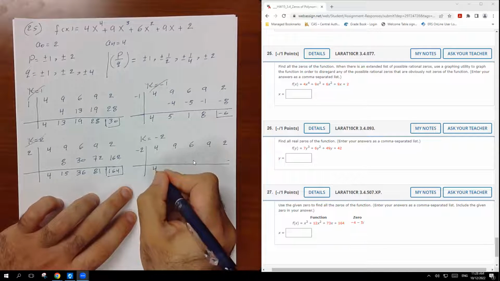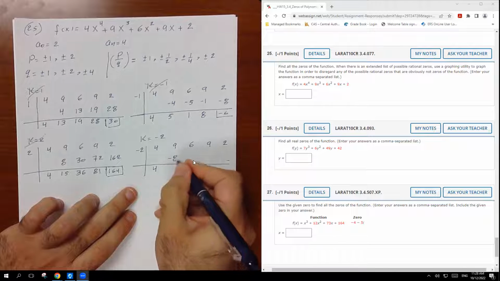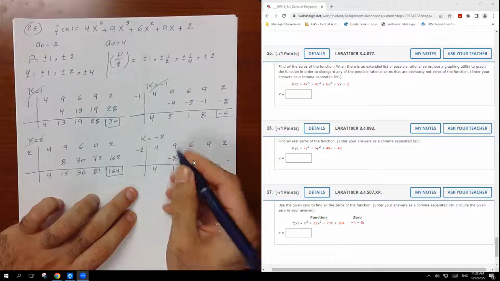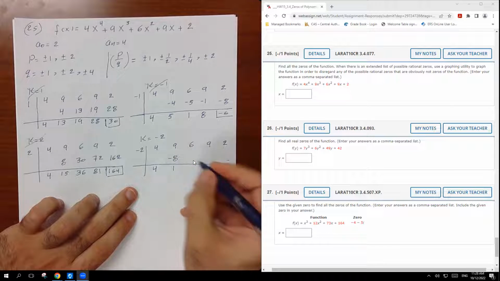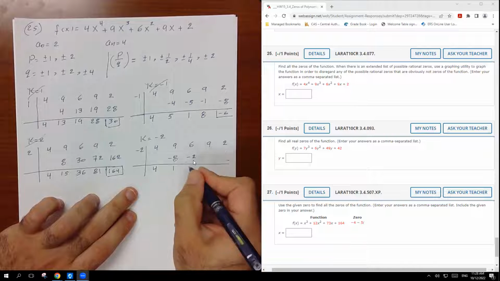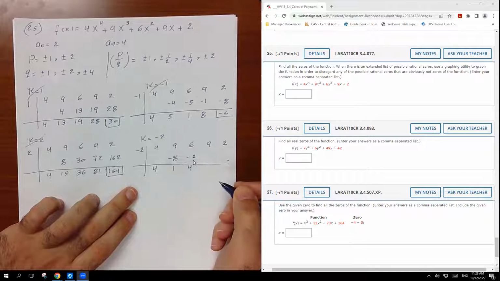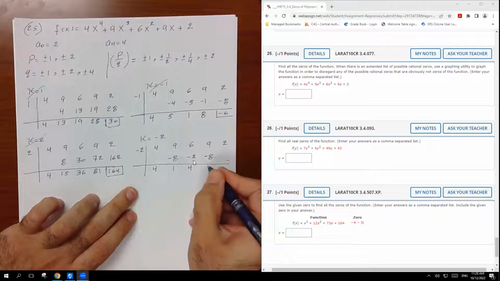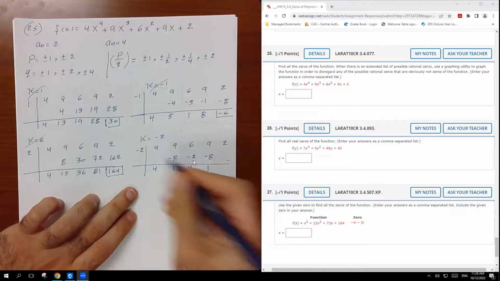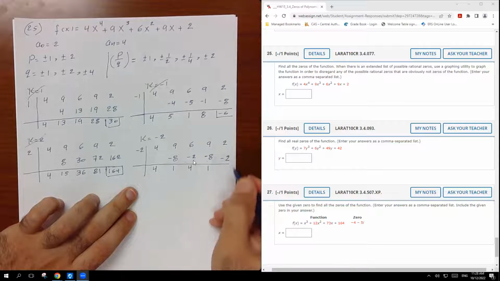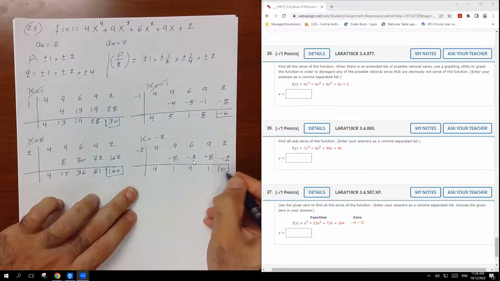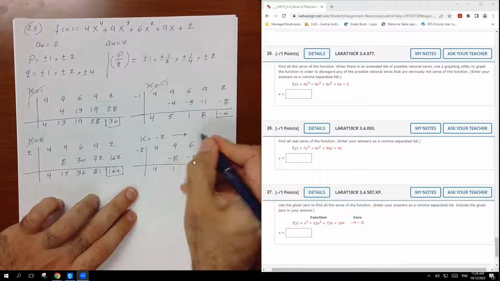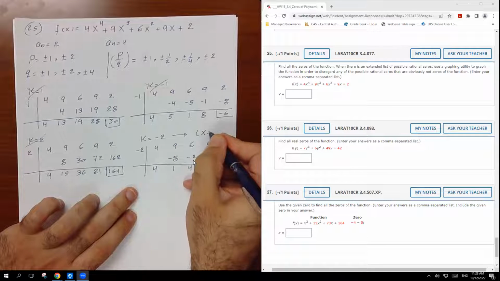So here's 4, it's going to be -8. Now add these together, 1. -2 times 1 is going to be -2. Add these together is going to be 4. -2 times 4 is going to be -8. Add these together is going to be 1. Now -2 times 1 is going to be -2. Add these together is going to be 0. So the first zero is k equals -2, x plus 2.